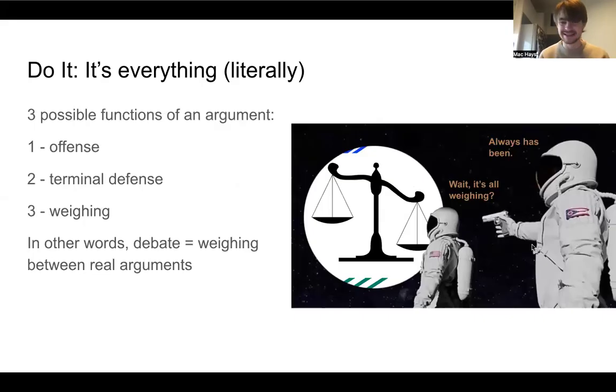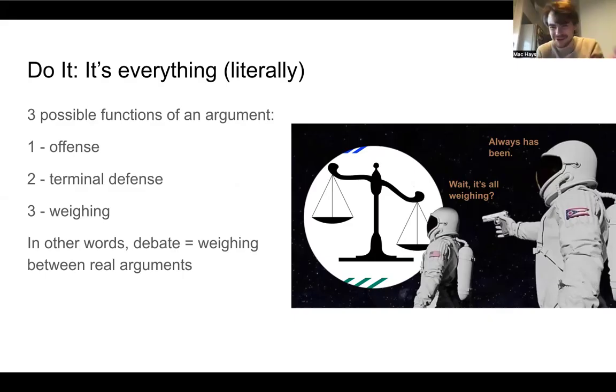The next part is, this is sort of getting more into the point of this lecture, which is everything in debate is weighing. Basically everything in debate is weighing. Like the debate itself, 100% weighing. The reason for this is because there's technically only 3 possible functions in an argument in terms of how it can contribute to you winning the round at the very end. Because we should be thinking about the end of the round instead of just thinking about speeches in isolation.